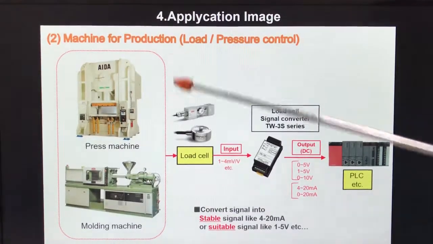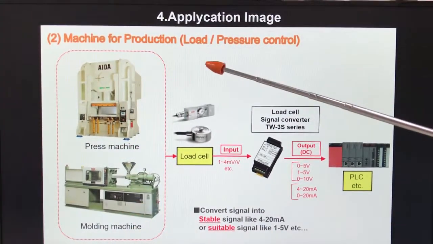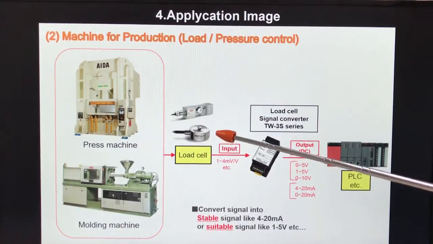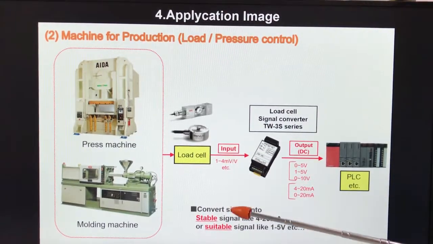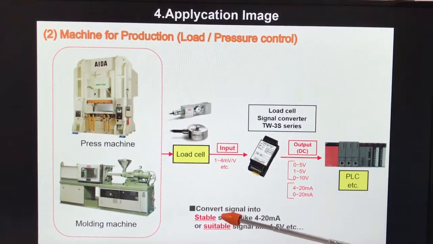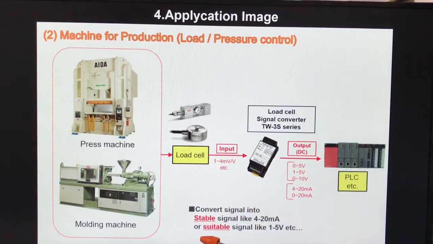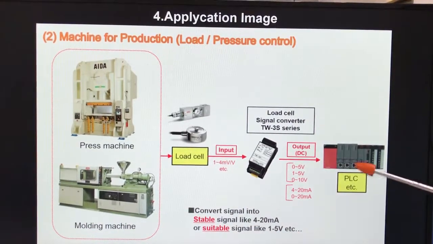This is an example of a press machine and a molding machine. They are monitoring load and pressure by load cell. But the signal from the load cell is very weak like this, and they need to convert the signal into a stable signal like 4-20 mA to transfer to a very far place, or a suitable signal like 1 to 5 volt to connect to the device.